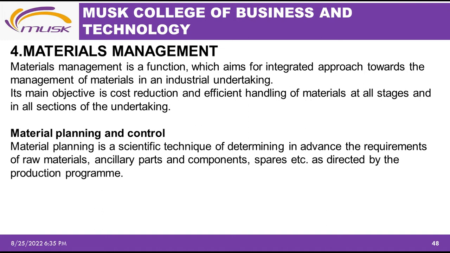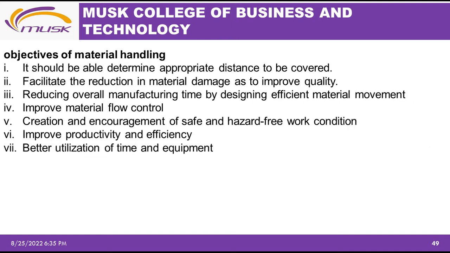Then we also have what we call material planning and control. And we are saying it's a scientific technique of determining in advance the requirements of raw materials, auxiliary parts, components, spares as directed by the production program or production office. So we plan and ensure controlling is well done.